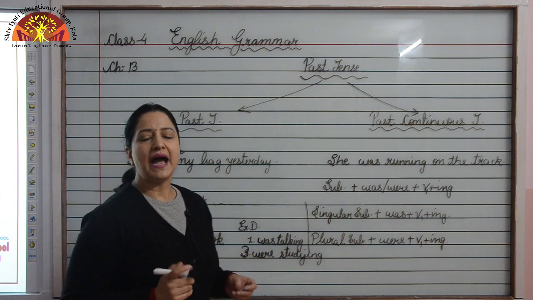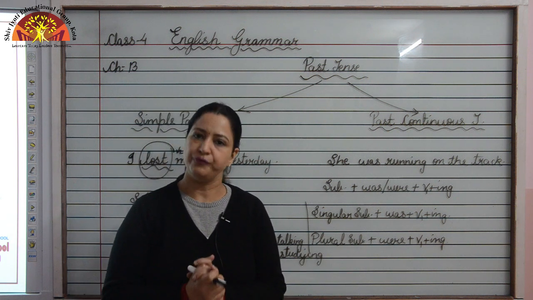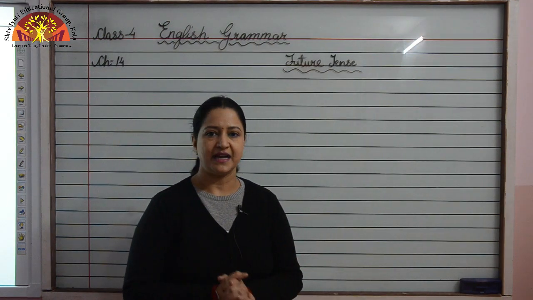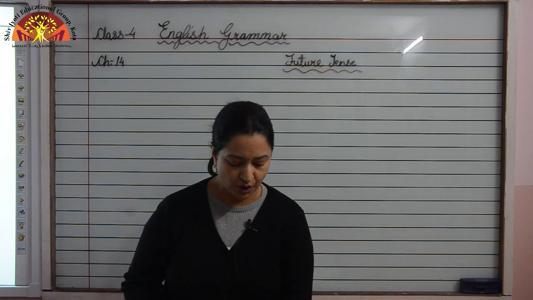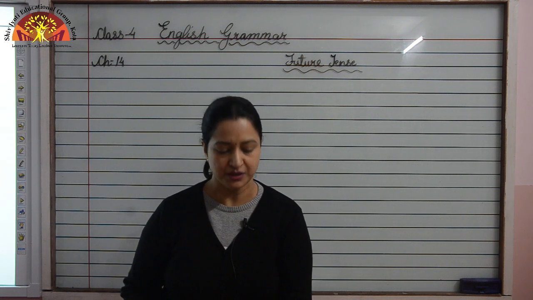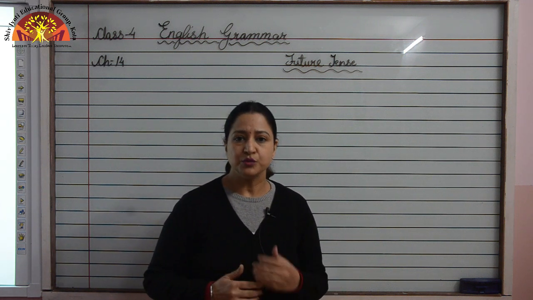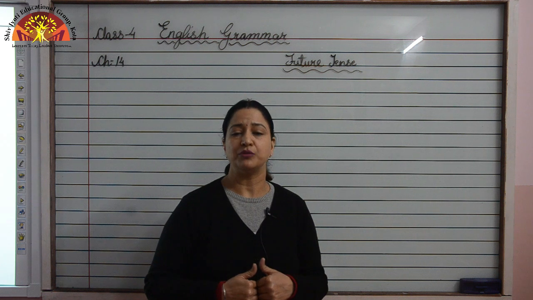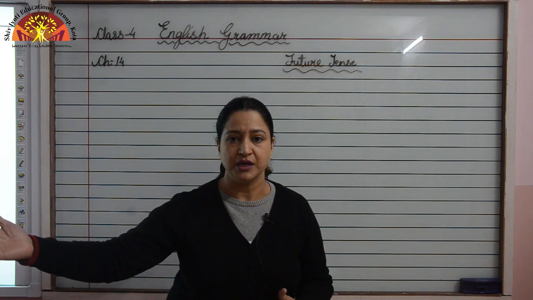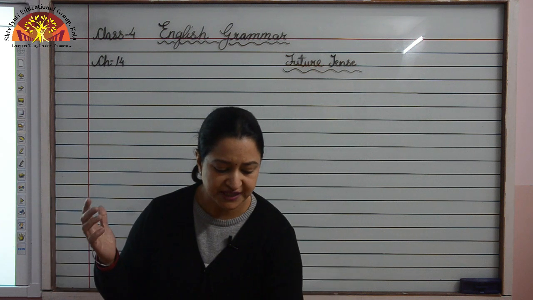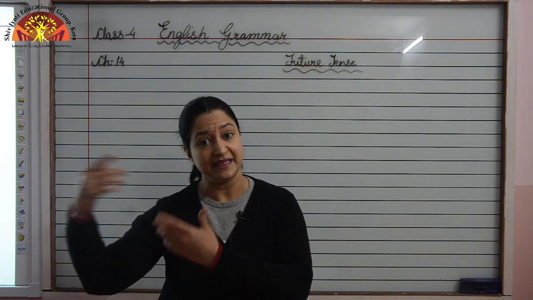Okay, now I hope past tense is also very clear to you all. Let's move to future tense. Okay, let's start with chapter number 14, future tense. Open your books on page number 59, future tense. Now when to use future tense? We use future tense when we are talking about some actions which are going to take place in future. Okay. Now, future tense is used to talk about actions that are expected to take place in the future.